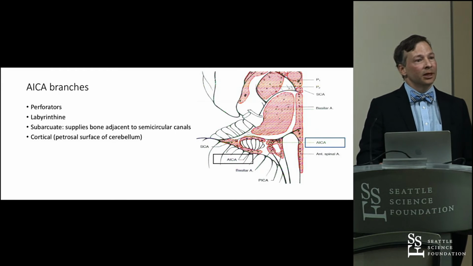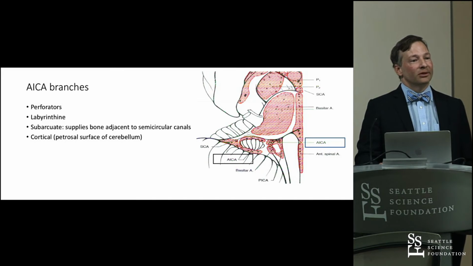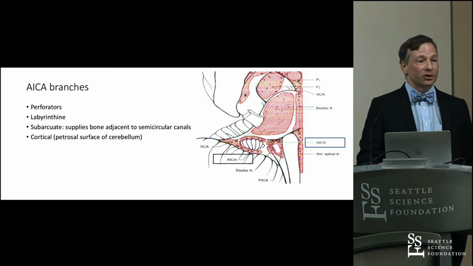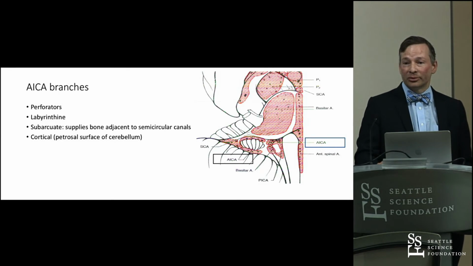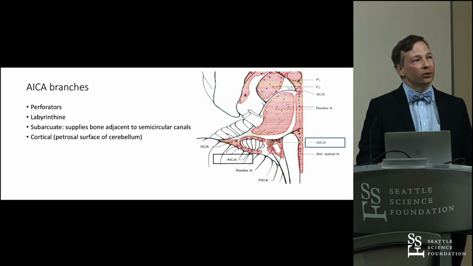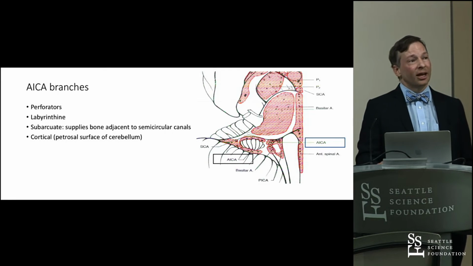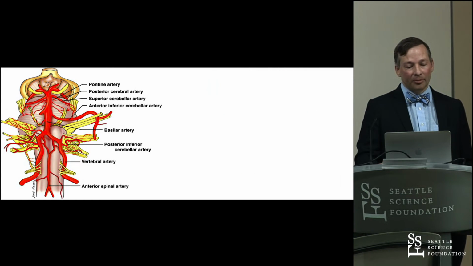That's very uncommon, as I think Dr. McDougall and Patel and Monteith would agree, and Dr. Lowe. The subarcuate branch, which is always a question that the surgeons ask during a CP angle approach, and you see a branch coming off AICA and just looks like it's dead ending into the bone posterior to the internal acoustic meatus. That supplies the bone over the semicircular canals, primarily the anterior semicircular canal. And then, as we said before, the cortical branches to the petrosal surface of the cerebellum.